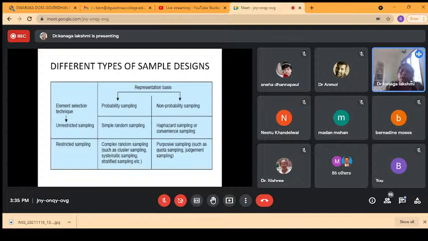So these are the different types of sampling design. There are different types of sampling designs, based on the representation basis and the element selection technique. So you can categorize a sample on two factors. On the representation basis, the sample may be probability sampling, where each and every unit of the population has a chance of being represented in the sample.